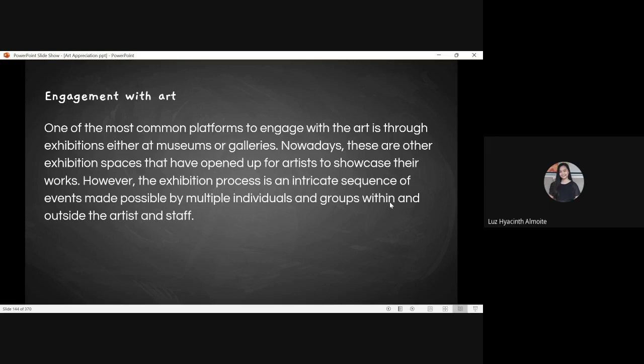So, what is the platform of this great exhibition? One of the most common platforms is through exhibitions, either in museums or galleries. Nowadays, there are other exhibition spaces that have opened up for artists to showcase their artworks.